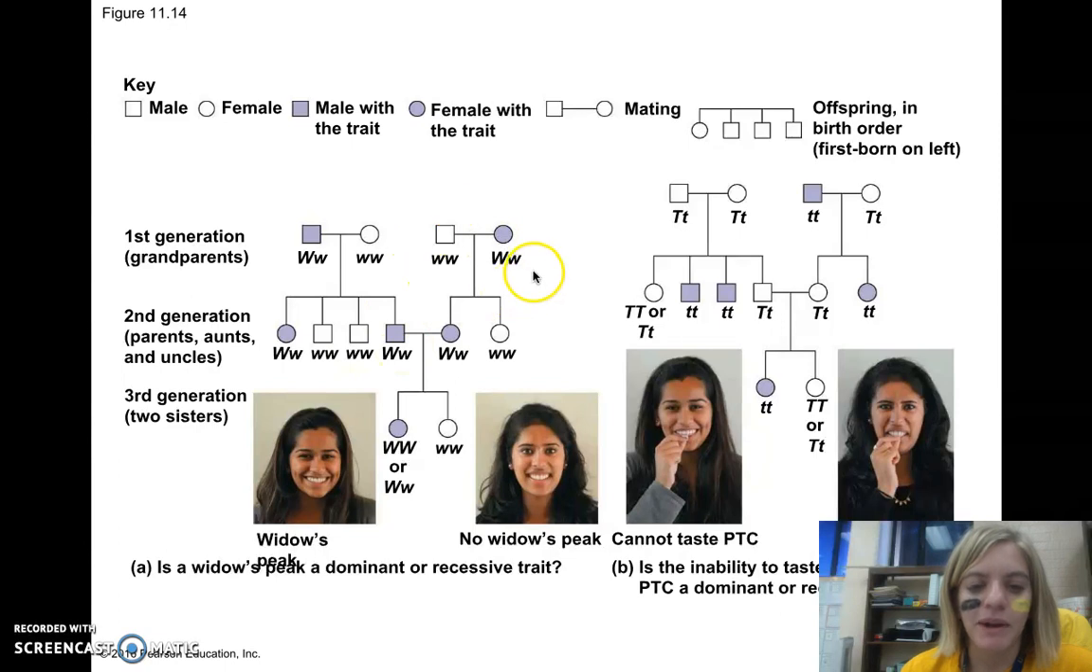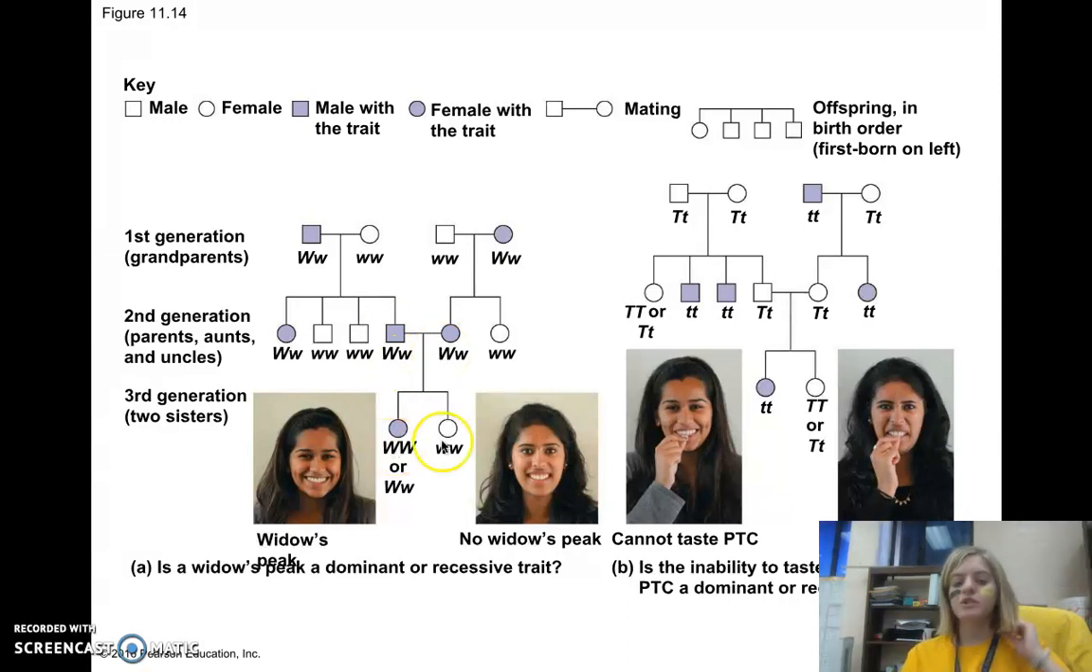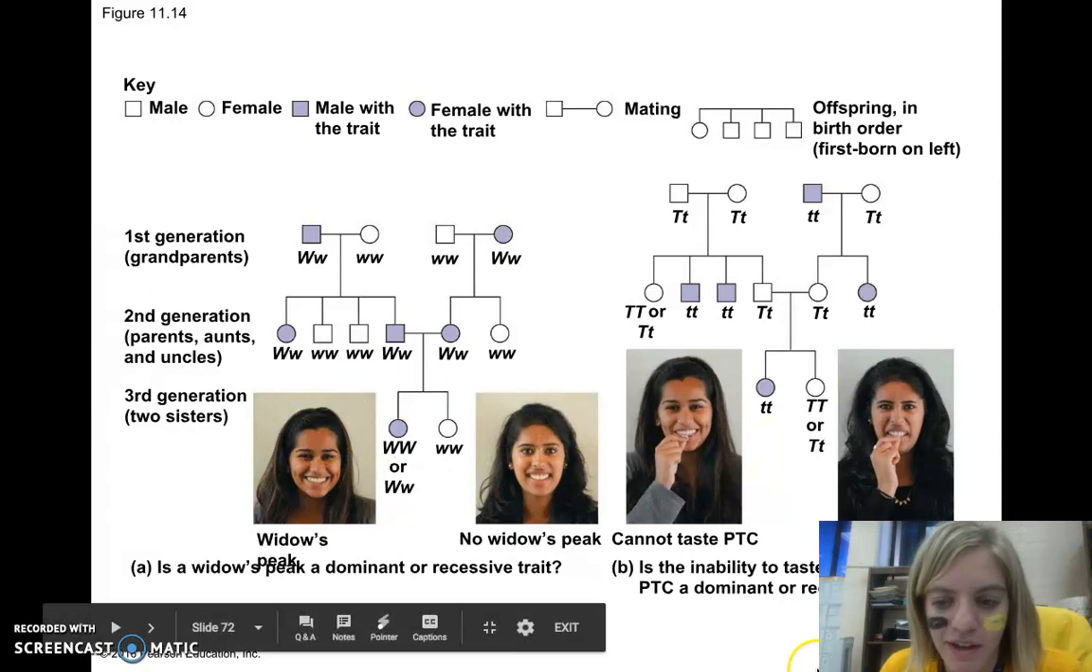And then this set of grandparents, we had a male without and a female with a widow's peak, and they had a female with a widow's peak and a male without. And of these two groups, the father who had a widow's peak married a mother who had a widow's peak, and they had two daughters, one with the widow's peak and one without. So you can see she has a widow's peak right here. This daughter does not have it. So in this case, we're able to take a look at how the parents mated, and because these parents both had widow's peaks, but they were able to produce a daughter without one, we know that that's a dominant trait.